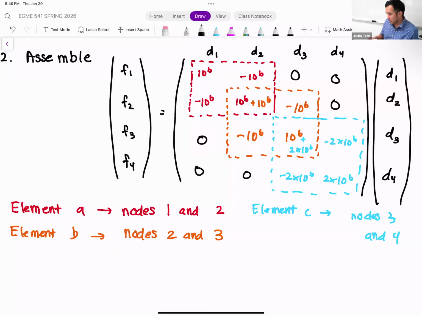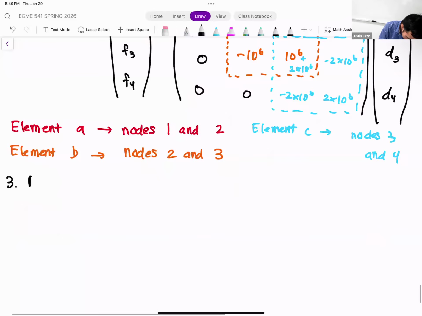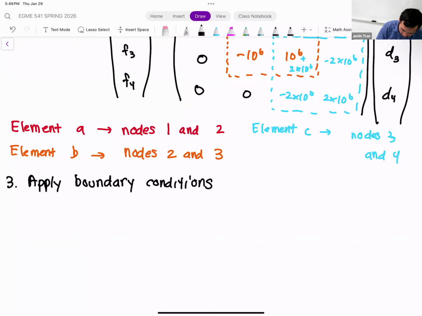All right. Any questions so far on this? Okay, good. All right, next let's go ahead and apply our boundary conditions. We have 3 boundary conditions we need to apply here. We have 2 fixed constraints and 1 force.